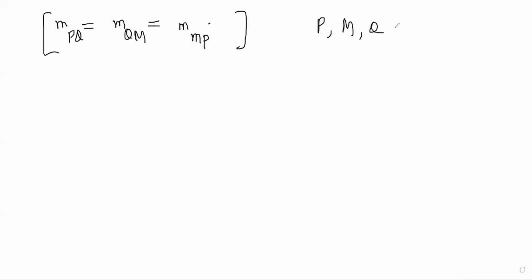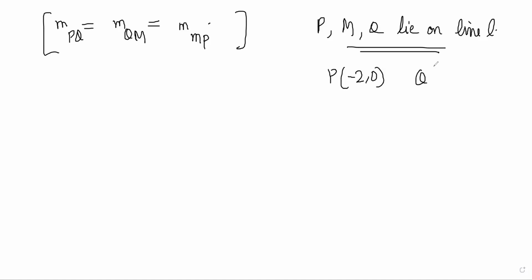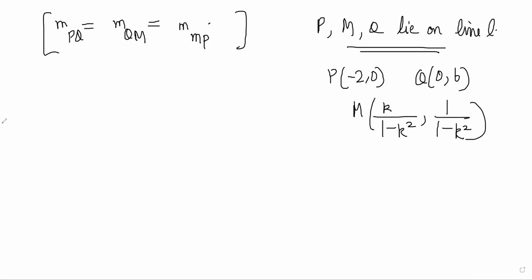We can say the slope of PQ should be equal to slope of QM, should be equal to slope of MP, right? Because P and Q lie on line L. Since P was (-2, 0), Q was (0, b), and M was (k/(1-k²), 1/(1-k²)), let's do the collinearity condition.